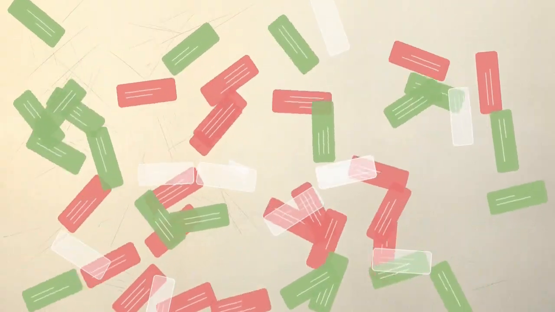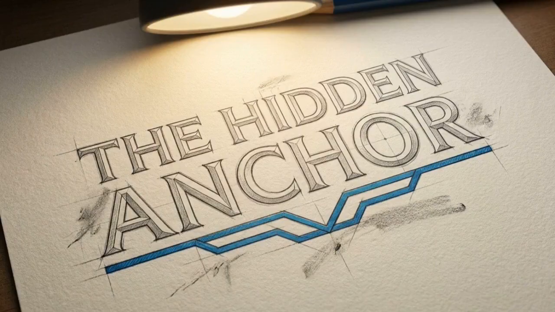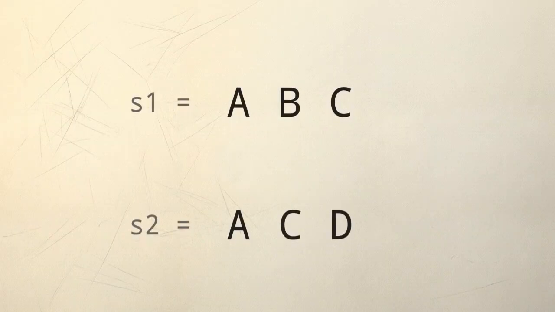To map the differences, the software first has to find the similarities. It searches through the noise of additions and deletions to locate the underlying sequence of code that survived the update completely intact. Discovering that hidden anchor of identical structure is exactly what the longest common subsequence algorithm is designed to do. This diagram shows two short strings, ABC and ACD.